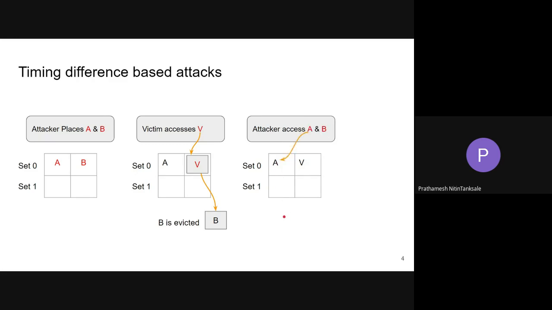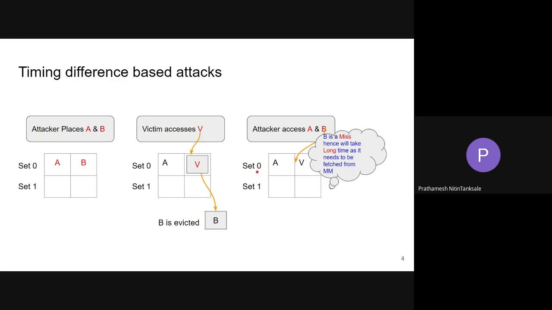But when the attacker searches for block B, which he was the one who brought in the first place, along with A, he is now searching for it again. But as B is not there, B is a miss, and hence it will take a long time, as it needs to be fetched from the main memory. So here the attacker gets to know which set the victim is using.